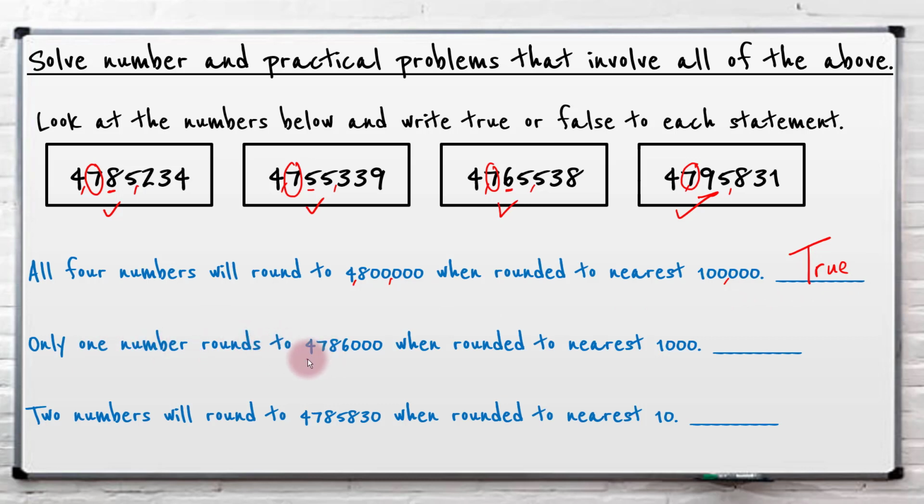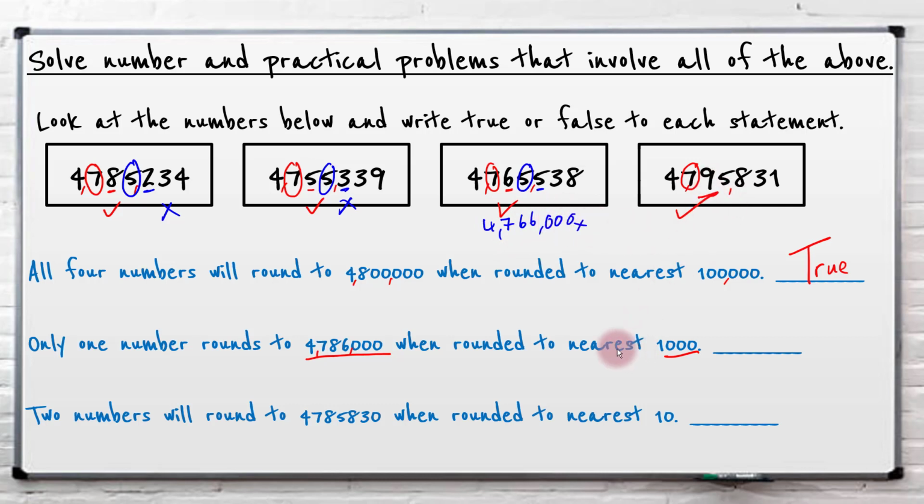Only one number rounds to 4,786,000 when rounded to the nearest 1,000. So we've got to find where the thousands are. I'll use a different color. So 5. If I round this to the nearest 1,000, that'll round off, so it won't be a 6. So that one doesn't work. Then let's look here. This is a 5 again. It will round off, so that one's not going to work. The 5, okay, well, this will round up, so this becomes 6,000. But it's got an 8 here, so it'll be 4,766,000. So that's not going to work either.